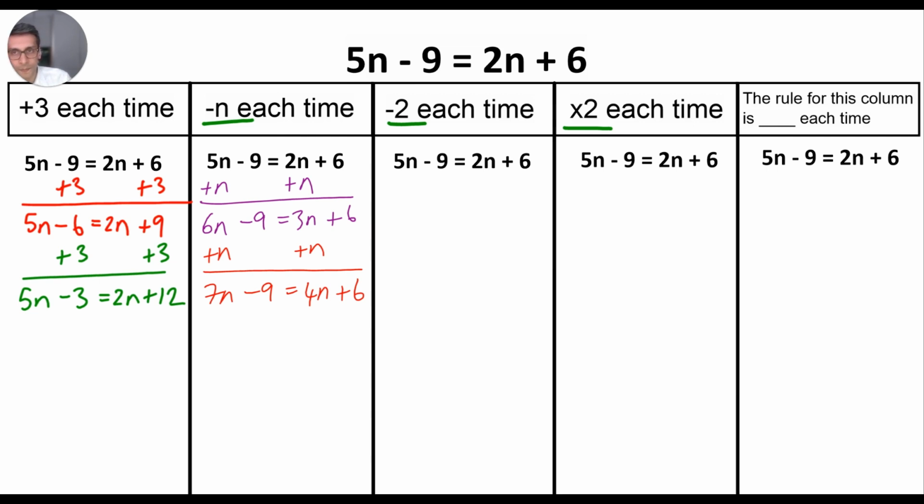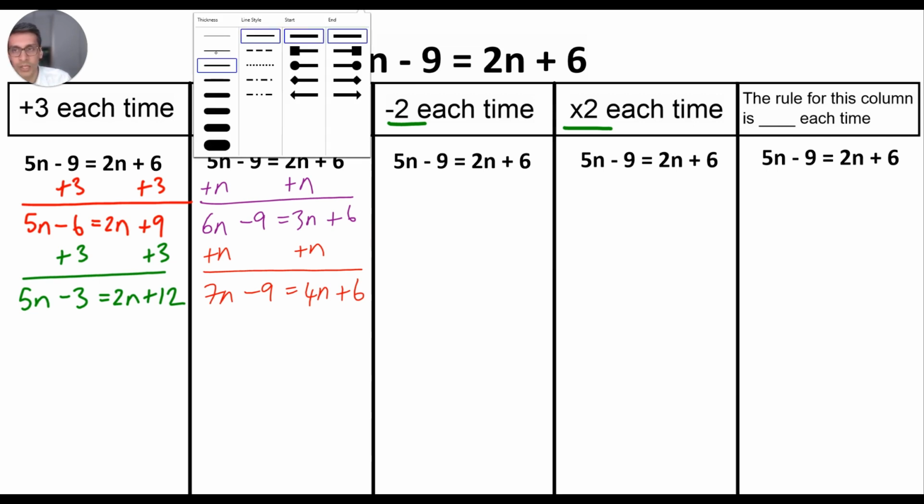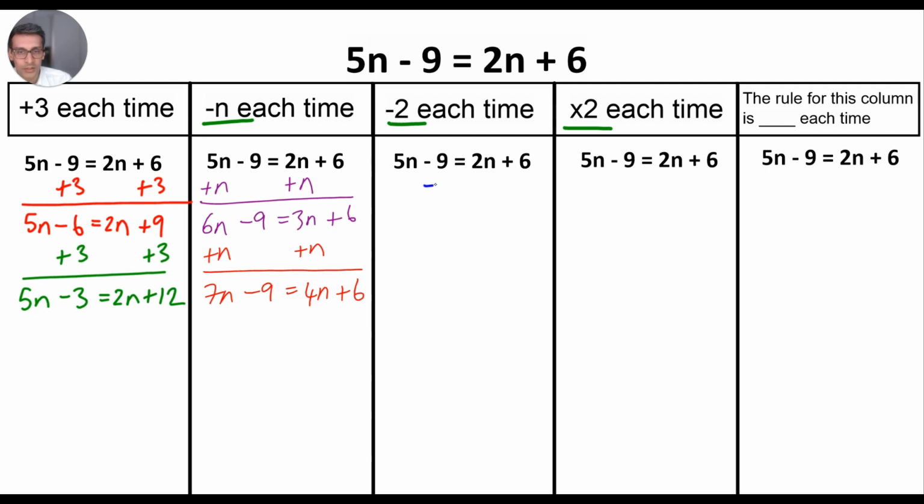Okay, next question, we want to take away 2 from each side. Let's take away 2, take away 2. That becomes 5n. Now negative 9 minus 2 is negative 11, equals 2n. And then 6 take away 2 is positive 4.